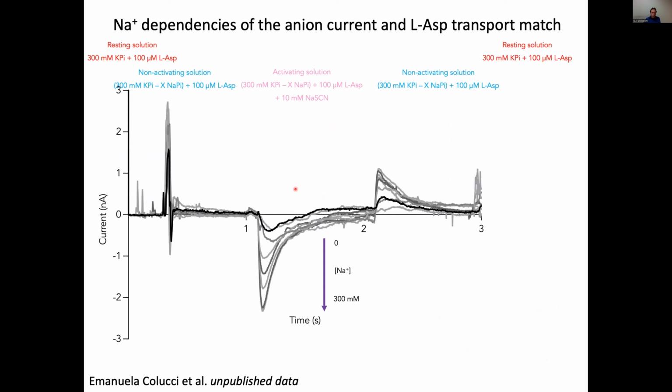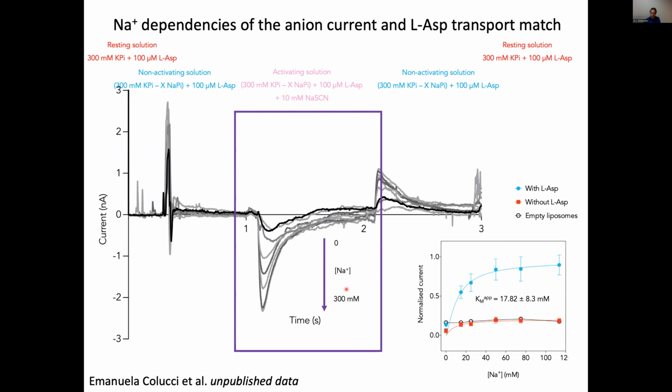Now, we did a very similar experiment in which we changed the sodium concentration again between 0 and 300 millimolar, and from that we, of course, could also determine an apparent Km for sodium ions. And again, this is very similar to what we found in the previous measurements and also in the radio-labeled transport measurements. So this gives us confidence that the signals we see here are indeed for the anion conductance related to the transport by this protein.